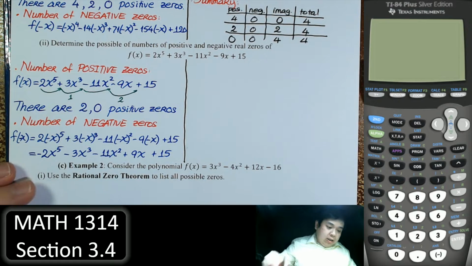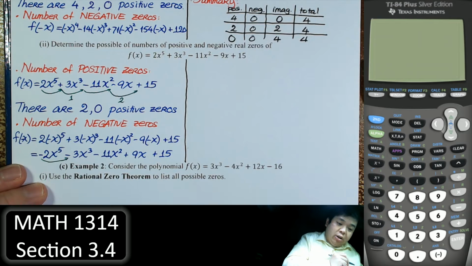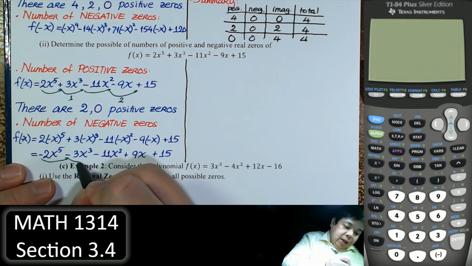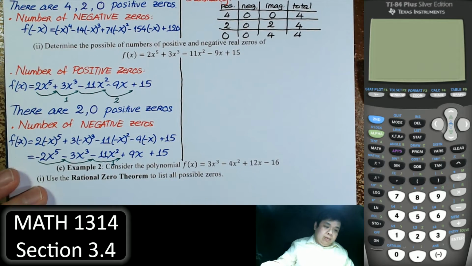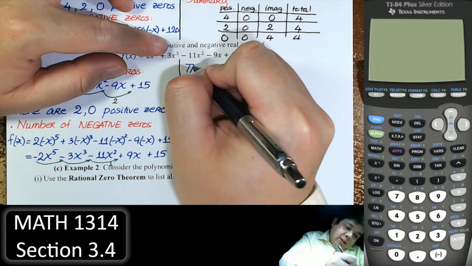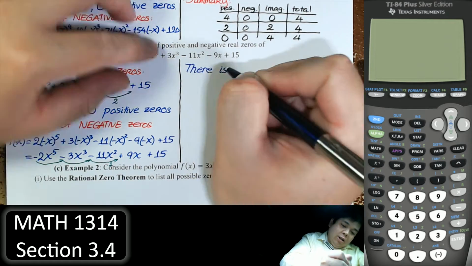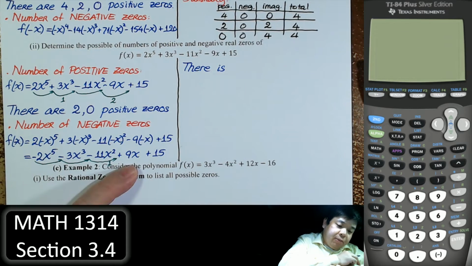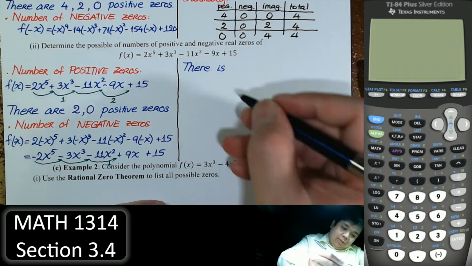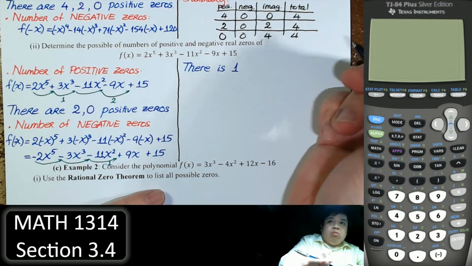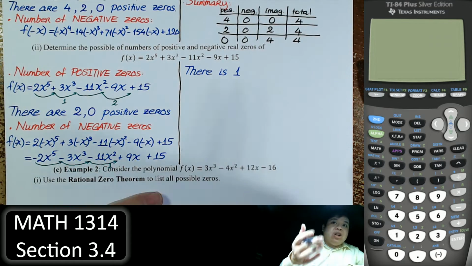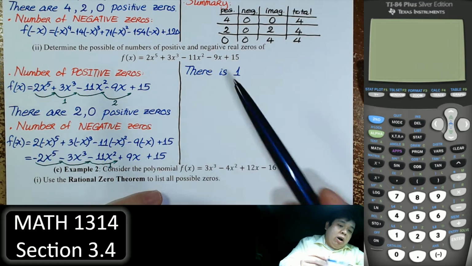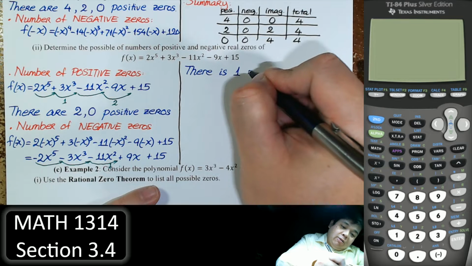So let's count. That's not a change. That's not a change. This is a change. So there's only one change here, right? And if we have 1, we're not going to subtract 2 because that will give us negative. So whatever the number is, we just keep subtracting 2 until we have 0 or 1. So there is 1 negative zero.